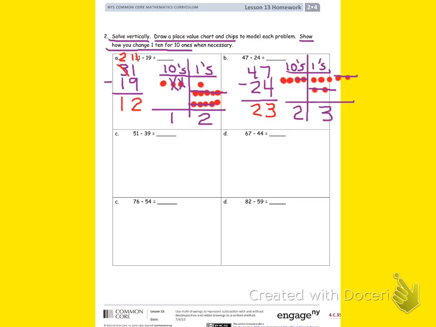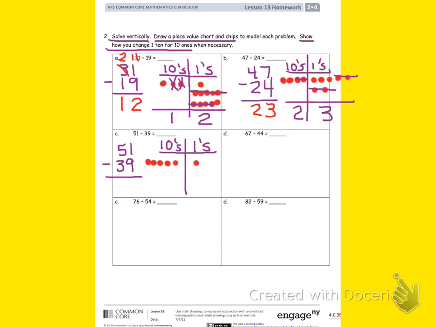Item C, 51 minus 39. First I'll write it vertically, 51 minus 39, making sure I lined up my numbers. Now I'll draw the place value chart and label it ones, tens. Now I'll draw 51. There is 1 one in 51, and there are 5 tens in 51. 1, 2, 3, 4, 5.